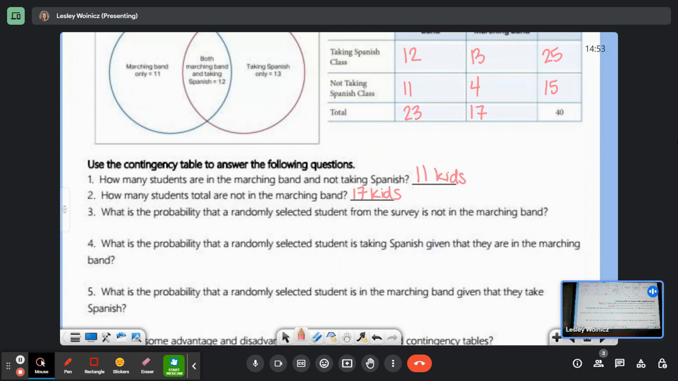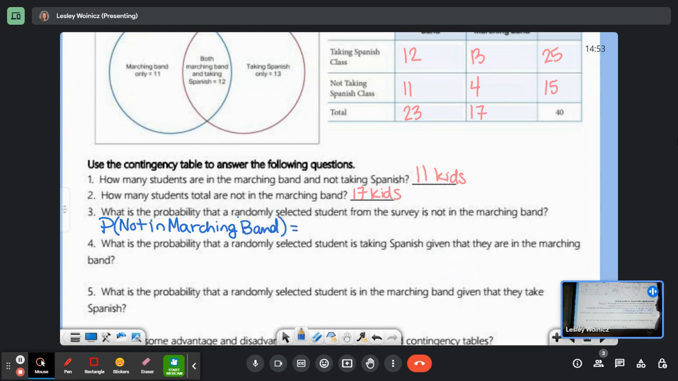All right, now we're getting to the good stuff. What is the probability that a randomly selected student from the survey is not in the marching band? How many kids are we picking out of? 40. We're picking out of all 40 because it says from all the kids in the survey. So, what is the probability of not in the marching band? Please make sure you are practicing this notation with me because you will lose points for not having it on your assessments. Oops, that's marching band, not just marching.